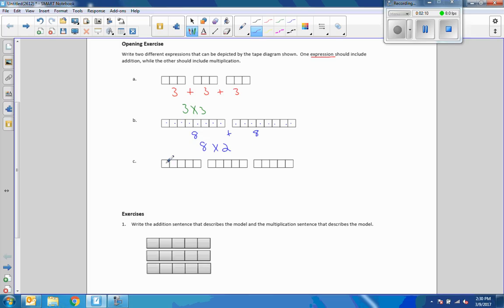Part C, 1, 2, 3, 4, 5, 1, 2, 3, 4, 5, 1, 2, 3, 4, 5. So if we're doing sums, it's 5 plus 5 plus 5, or 5 groups, 3 times.